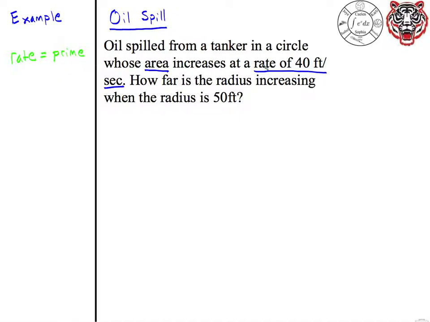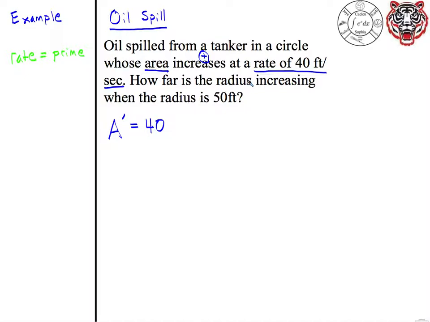So that means if it says that the rate is this, then what prime is equal to this? What is my letter prime? We're talking about area. So capital A prime. A prime is equal to, and is it increasing or decreasing? Increasing. So it's going to be positive, at a rate of 40 feet per second. So A prime is equal to 40. We have dissected the question and we have come out with this information. A prime equals 40. We haven't even got to the second part of the problem.